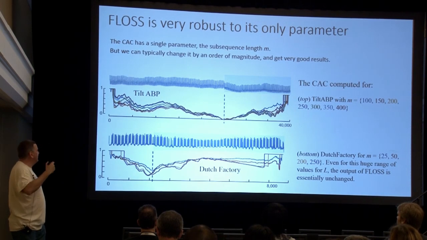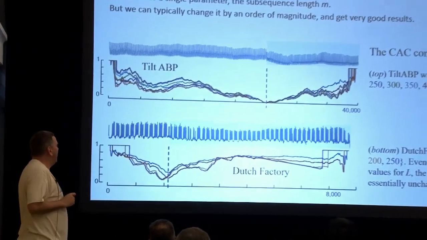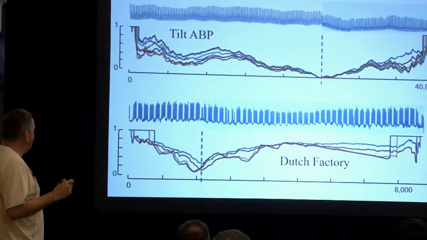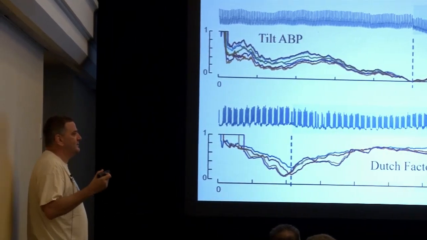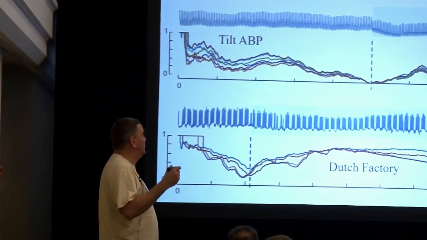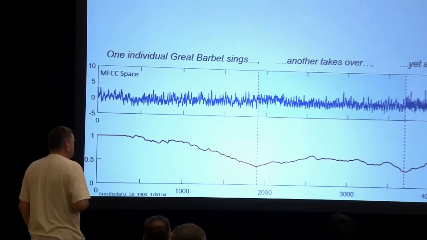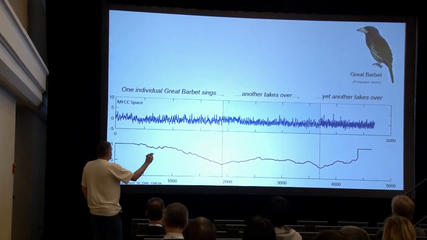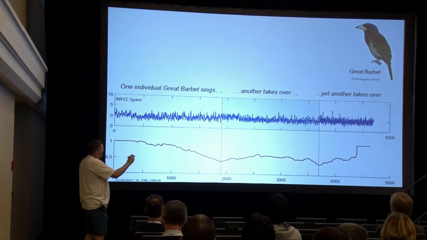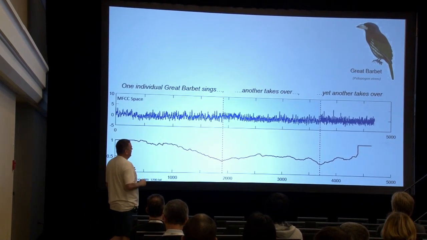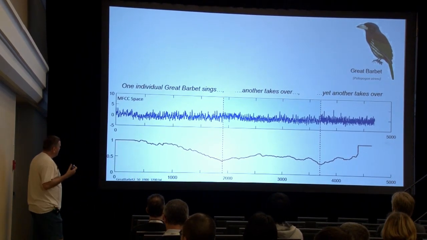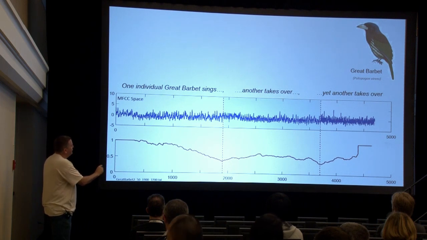So I'll gloss over all the examples of this, but I'll show you a few. It works beautifully in all kinds of data sets, and it's completely domain agnostic. It doesn't care what the data actually is. It doesn't know. So here is a nasty data set. We have one bird singing, and then a guy takes over, and another guy takes over instead. We run this, and it minimizes correctly at the two changeover points.